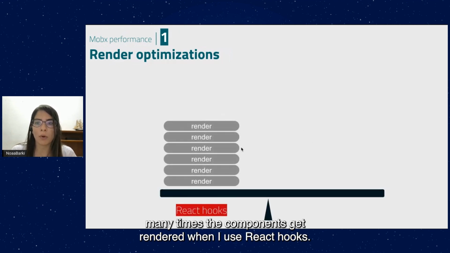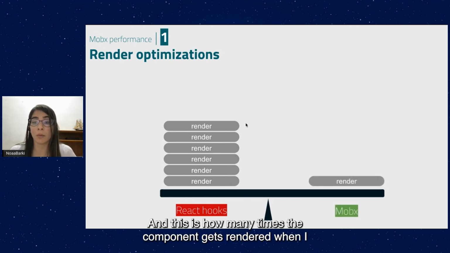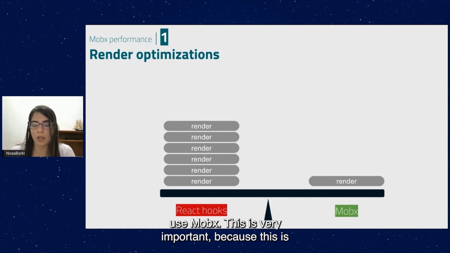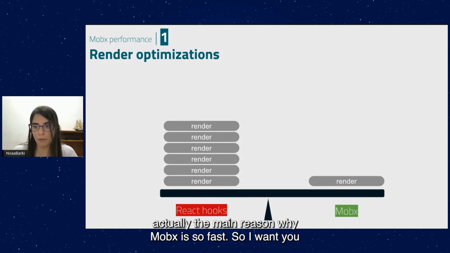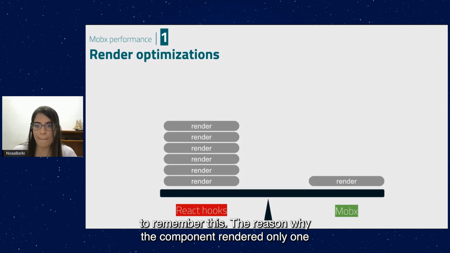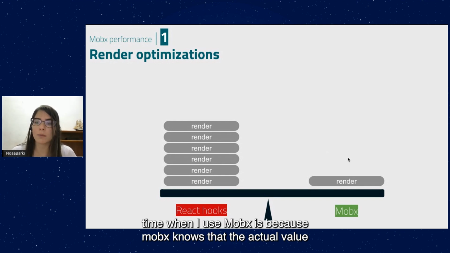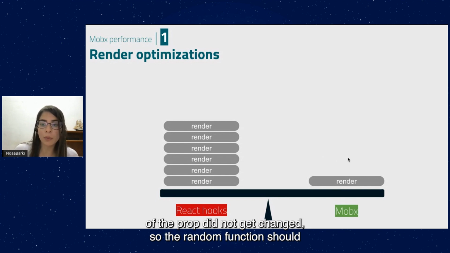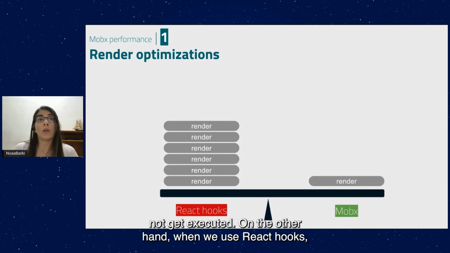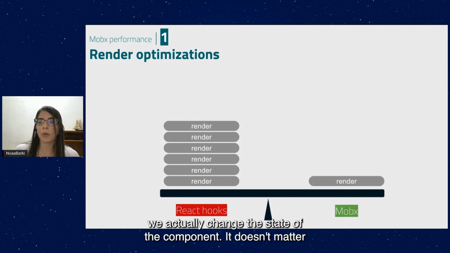This is how many times the component got re-rendered when I used React hooks. And this is how many times the component got re-rendered when I used MobX. Now, this is very important because this is actually the main reason why MobX is so fast. So I want you to remember this. The reason why the component re-rendered only one time when I used MobX is because MobX knows that the actual value of the prop did not get changed. So the render function should not get executed. On the other hand, when we use React hooks, we actually change the state of the component. It doesn't matter if the component used it or not.